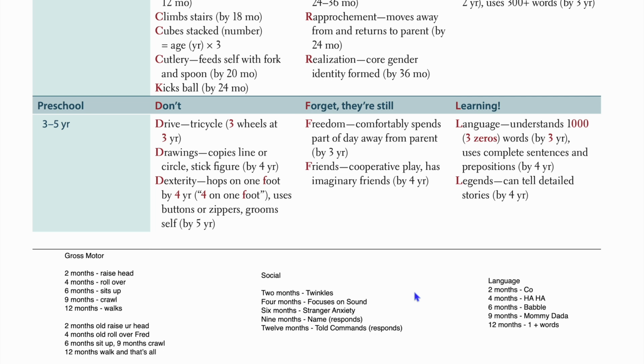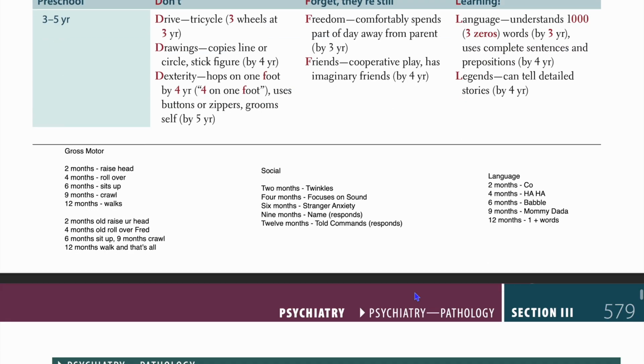Now language: 2 months coos, 4 months haha, 6 months babbles, 9 months mommy dada, and 12 months is one plus words. Social is: 2 months twinkles, 4 months focuses on sound, at 6 months stranger anxiety, at 9 months name response, and at 12 months told commands and responds to it. Okay.